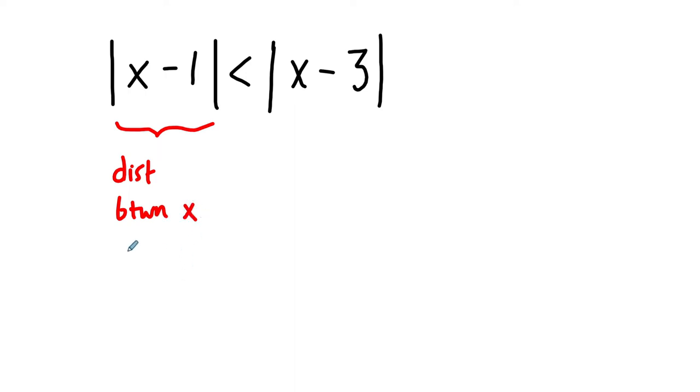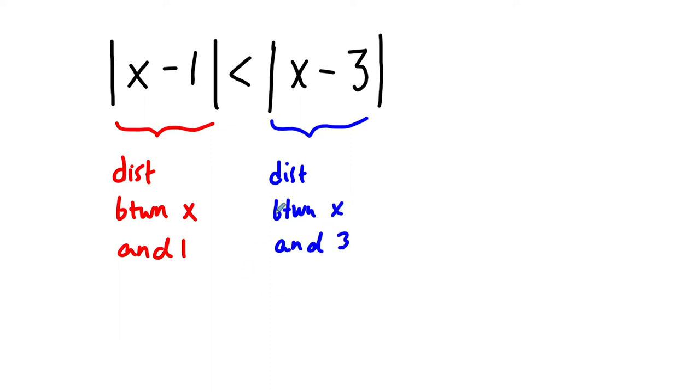x, some number x, and 1. And this means the distance between x and 3. How do I know that? Well, absolute value is distance. So as a little side note, let me show you what I mean. Let's scroll down a little bit here. Give myself some more room.